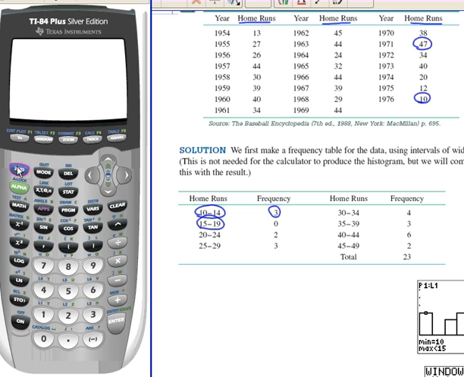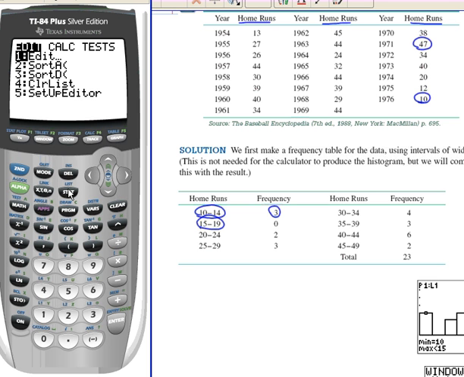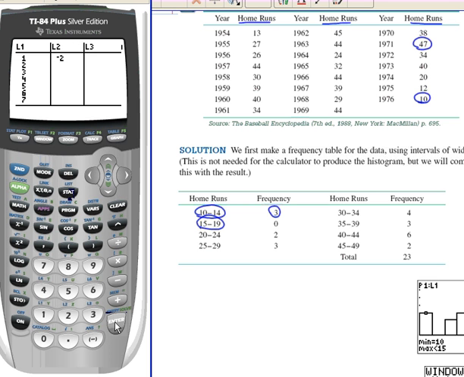So we are going to go over to our list, and we are going to choose stats. We're going to go over to our stats, and we are going to edit a list. So I'm going to hit clear and enter on my list 1, so I've cleared out that list. We are going to enter the number of home runs. So just start entering, 13, 27, etc. Now, we don't care what year it happened. We just want to know the categories of how many home runs he made in each of those categories.